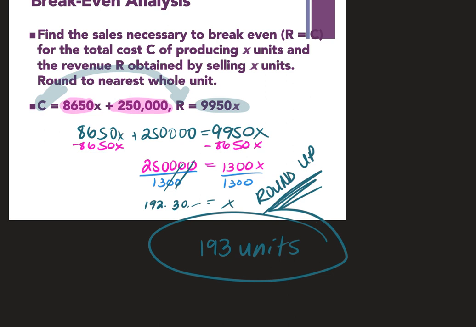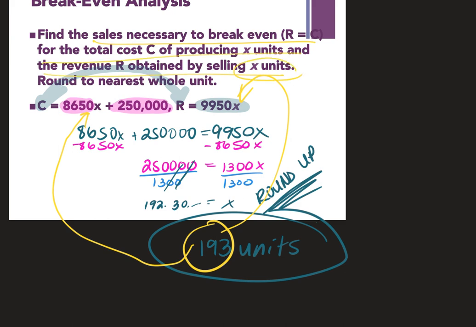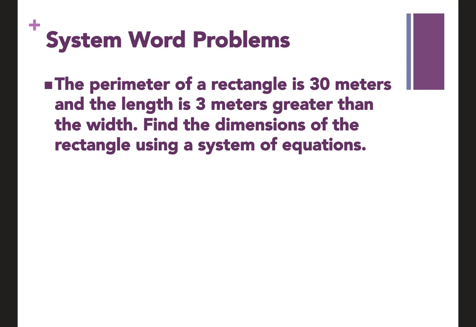If it said, what price would you be charging? Now I'd be taking the 193 and plugging it back into either one. Or how much money would you have to make? Not necessarily what are you charging, but how much money do you break even? Then you can plug it back into either of those to find out. But this question just literally says find the sales necessary to break even by selling X amount of units, and that is what you're looking for, the number of units. Still good? Yes? Okay, now for sure the last one.